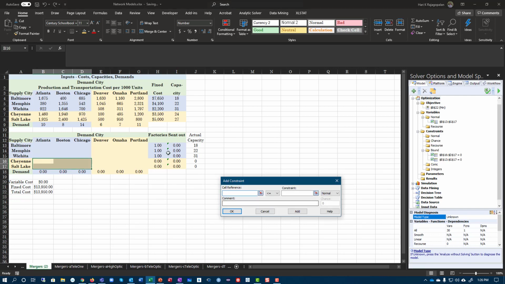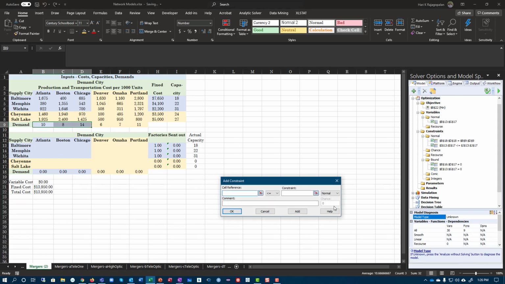All right. And then the item sent out here has to be less than or equal to actual capacity. And now be careful here. The total amount sent out, we are only choosing one company. So that's equal to just these three. You're not going to select the next three because nothing is going to go into Denver, Omaha, and Portland because high optic is not working there.